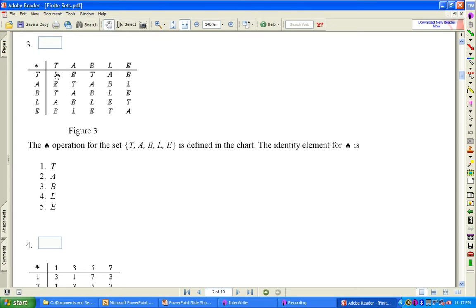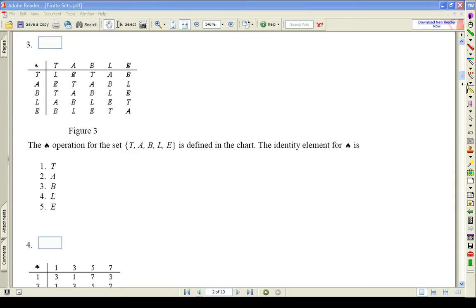So thinking back to the last example, recall that the way that we do it is we look for a duplicated row or column. You can look either place. In this case, if I look at my table, I look for the letters in the same order as they appear along the side. If I go up and down, here they are under B. Or if I look across, here they are again across from B. So we can probably safely say that B is the identity element. In fact, we can actually say it. So the correct answer here is choice 3.